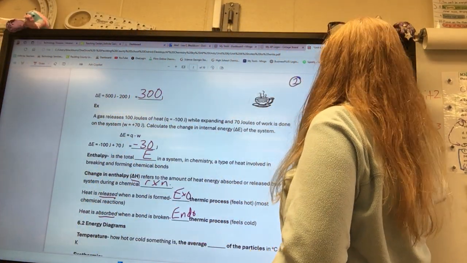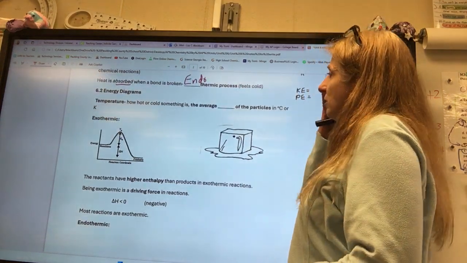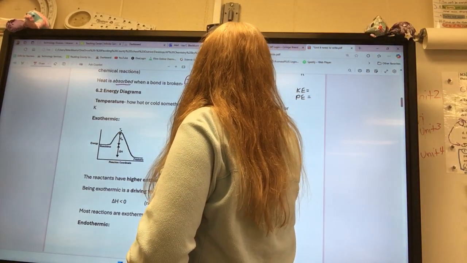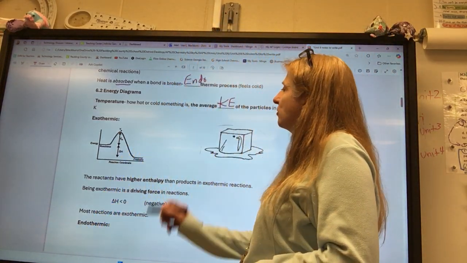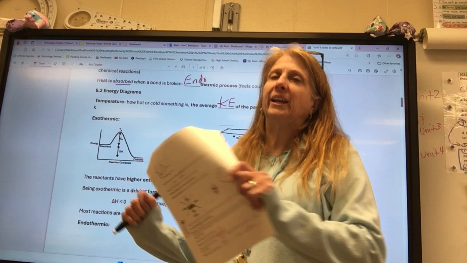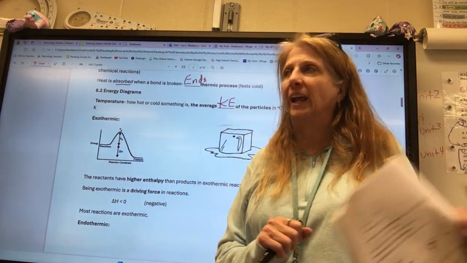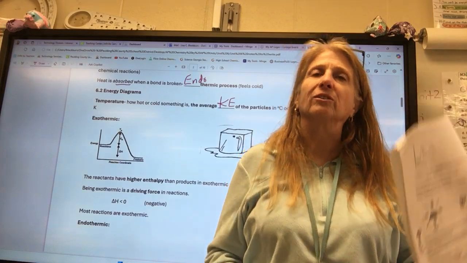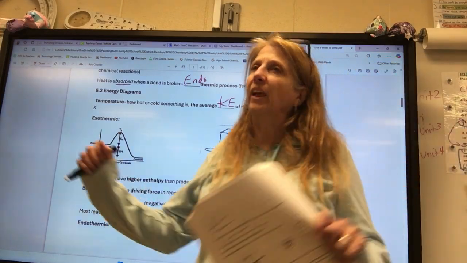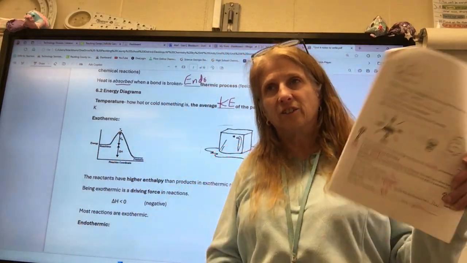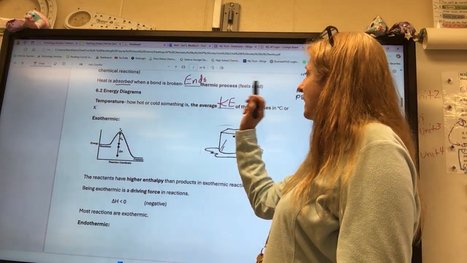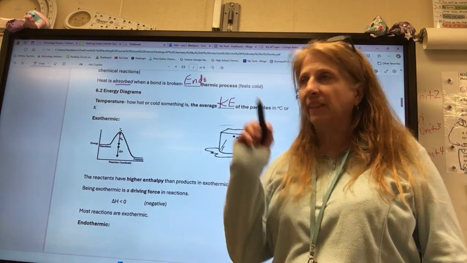6.2, energy diagrams. Temperature is different than heat. We already said that. It's how hot or cold something is. It's the average kinetic energy of the particles in degrees Celsius or Kelvin. So everything's moving. In my honors class, we watched a really old video from the 80s called Eureka. It was from Canadian public broadcasting, and we saw molecules doing the dance of the molecules. They would dance faster with more kinetic energy and be hotter, and they would dance slower with less kinetic energy and be cooler. So heat and temperature are different. Temperature is the average kinetic energy of the particles. So get that in your head.